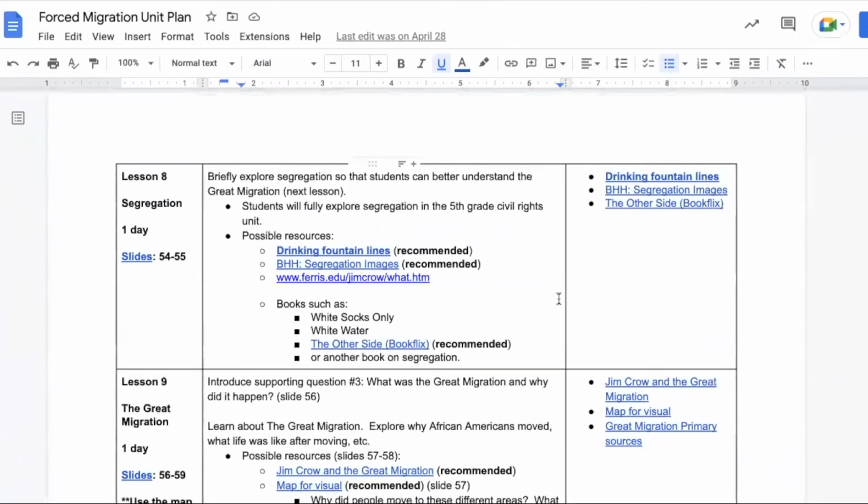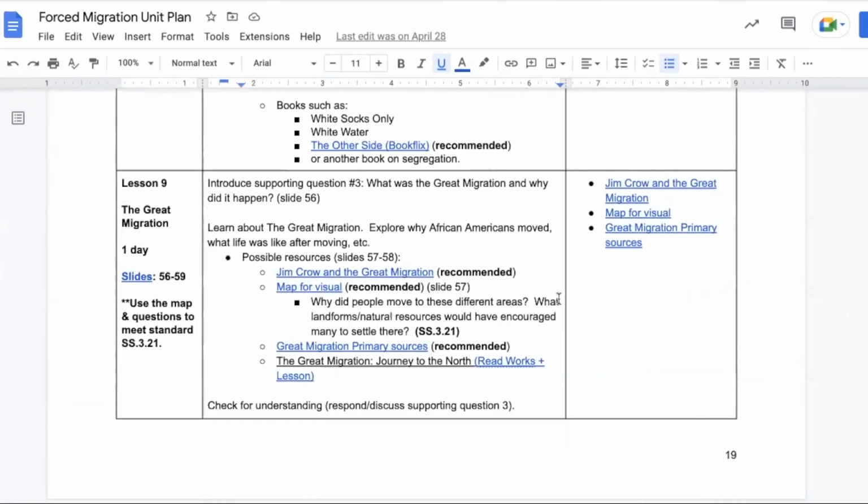And in lesson 8, we learn about segregation. There's a few images to use. You can see that there are 3 that are marked as recommended to help students see some of the ways that people were segregated. Again, this is a topic that is covered in 5th grade, so just keep it as a brief overview and use those resources to open up an opportunity for a little bit of discussion.